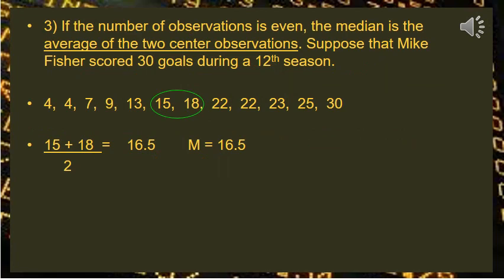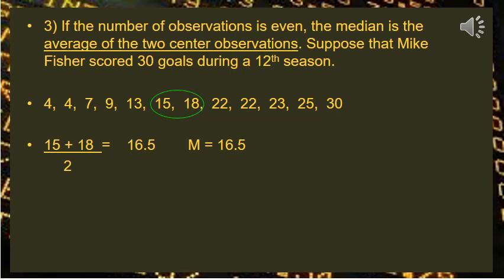When the number of observations in your dataset is even, the median is not an actual number. It stands at the middle, at the center of two numbers. So it's the mean of the two central numbers of the distribution. Here I have 12 observations. I imagine Mike Fisher scored 30 goals during a hypothetical 12th season. So I have 12 observations, which is an even number. I use my formula: 12 plus 1, 13, divided by 2, 6.5.